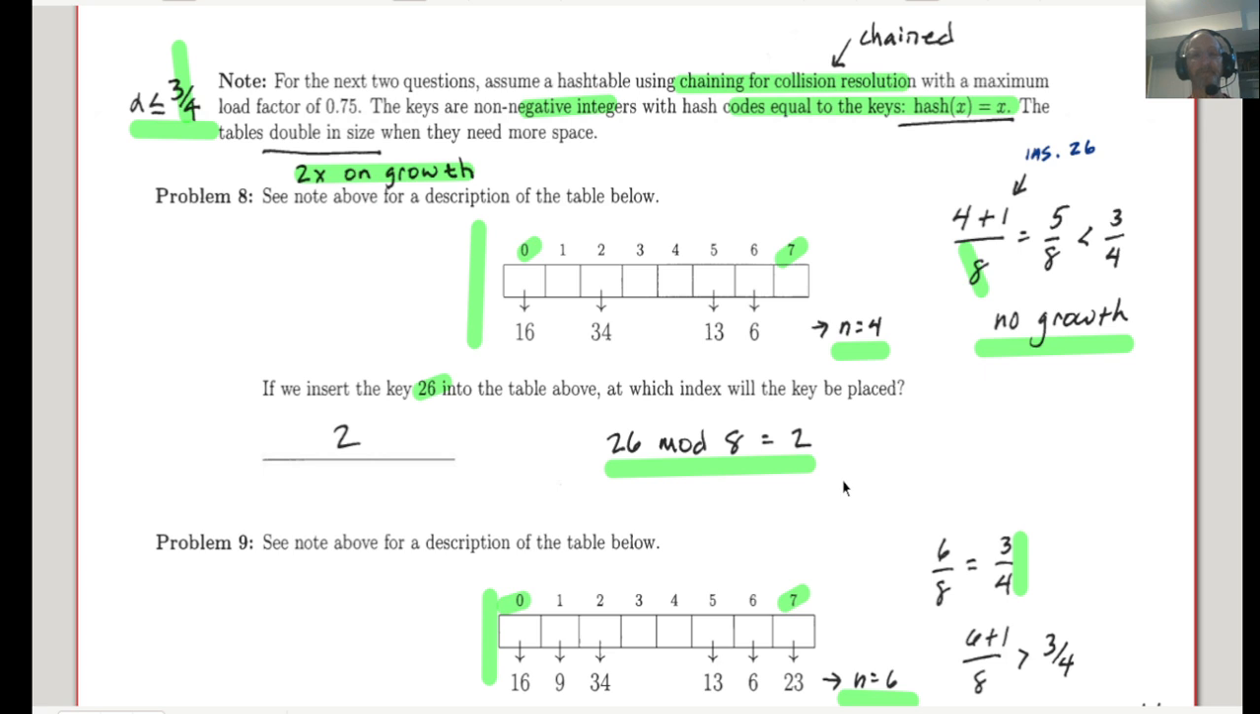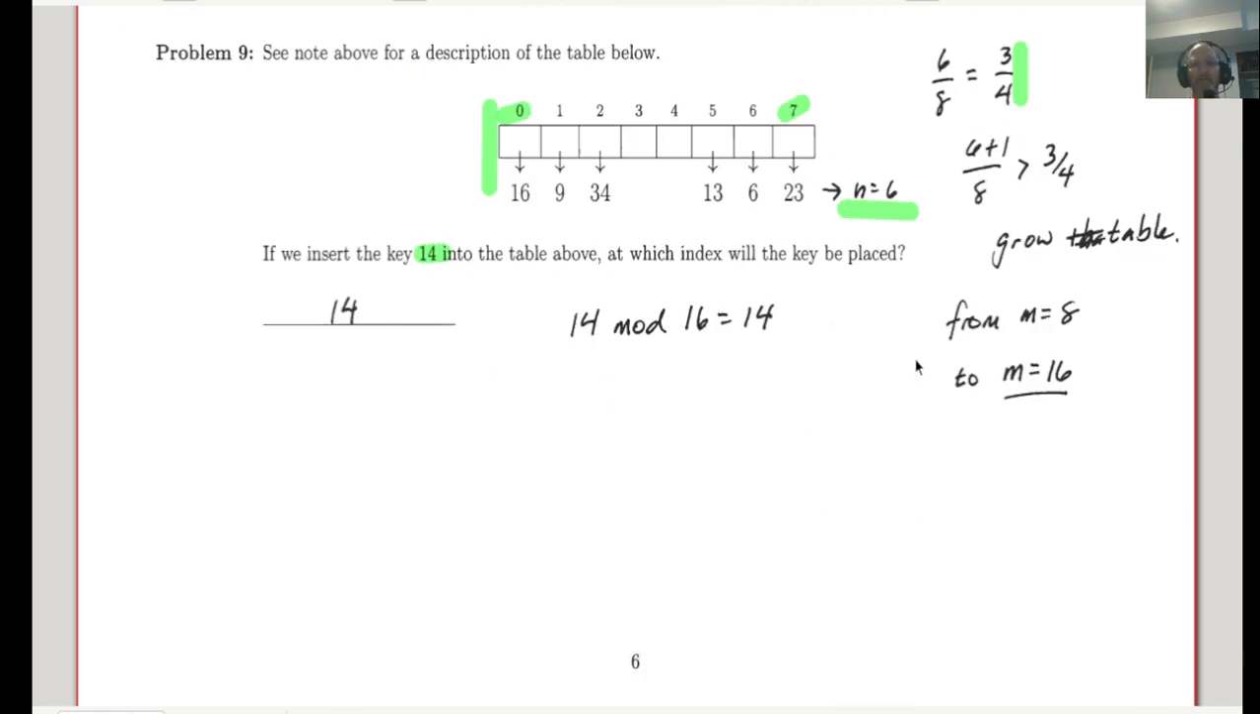Adding one more, 6 plus 1 over 8 will be more than 3/4, so we have to grow the table. The problem stipulation says the table doubles in size when it grows, so we go from m equals 8 to m equals 16. Where will the value 14 be inserted? Which slot will it go into in the table? Well, now its final destination will be 14 mod 16, which is just 14.